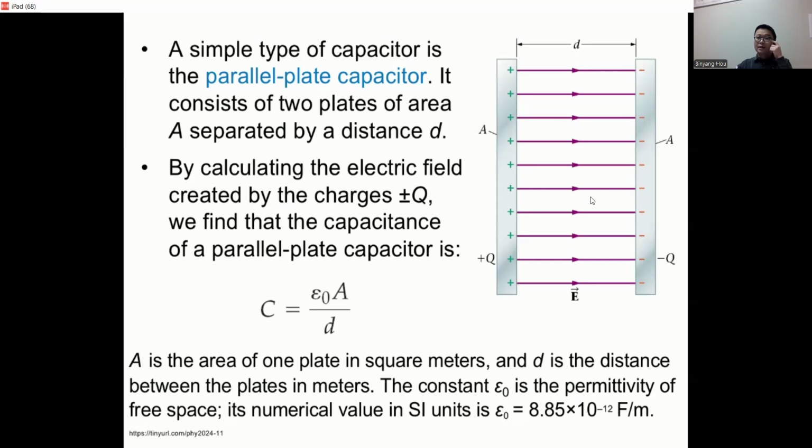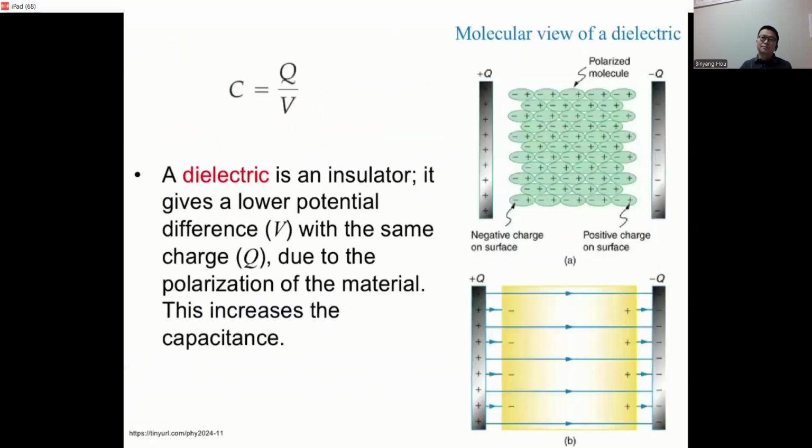So if the two are separated further away, you get smaller capacitance than when they are close to each other. And the area also matters. So a lot of times you have two sheets that are very large in area, and then you roll them into a cylinder to save space. But the two plates are actually very close to each other. So C is equal to Q over V.